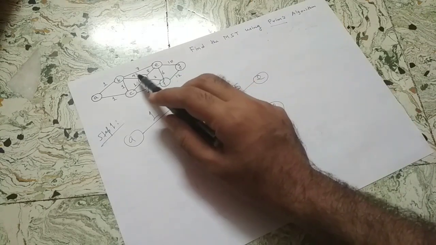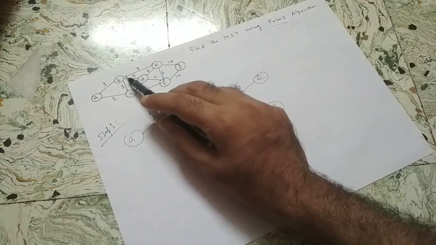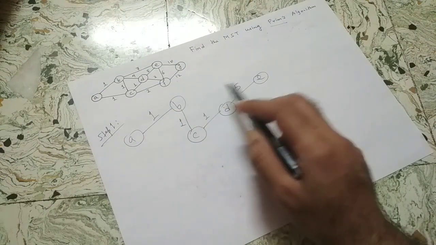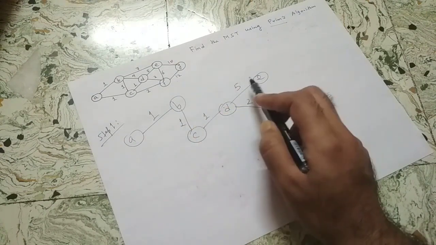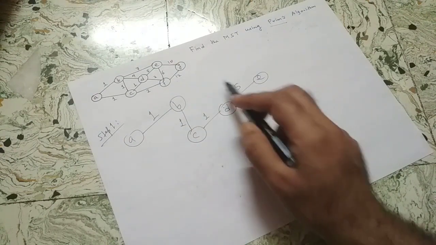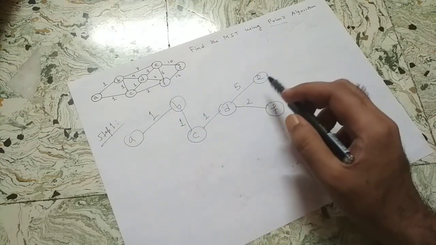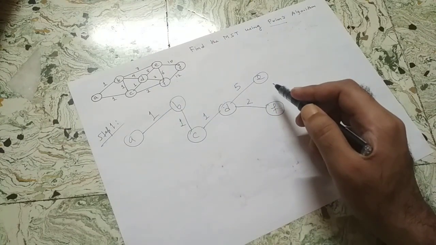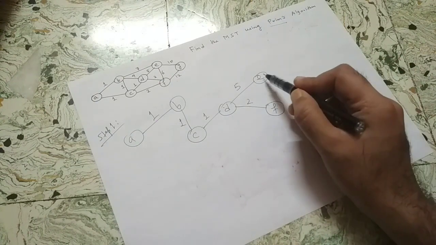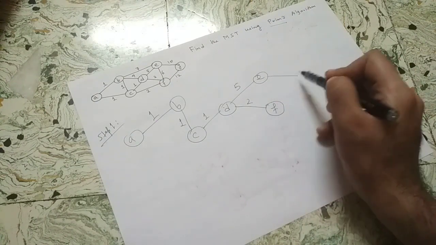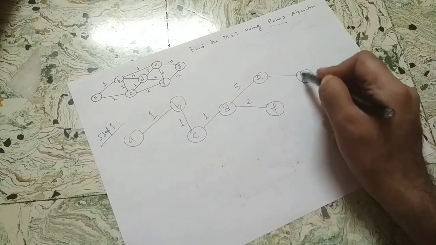Now, the next edge to consider is 7. So if I connect B and E, it won't make any difference. It will not lead to any new vertex. So I'll not consider the edge 7. Now, the next edge to consider is, if I'm not mistaken, 10. So if I add 10, it will lead to a new vertex G.